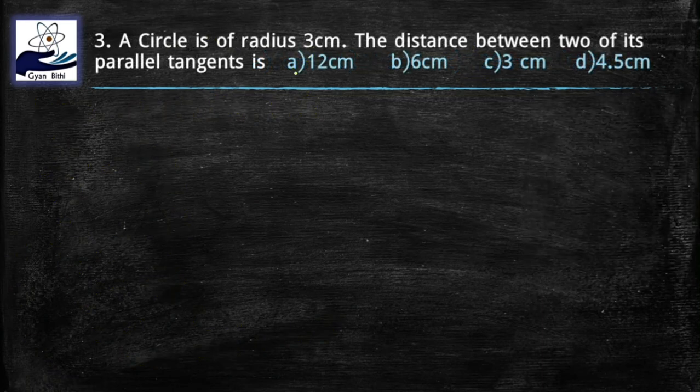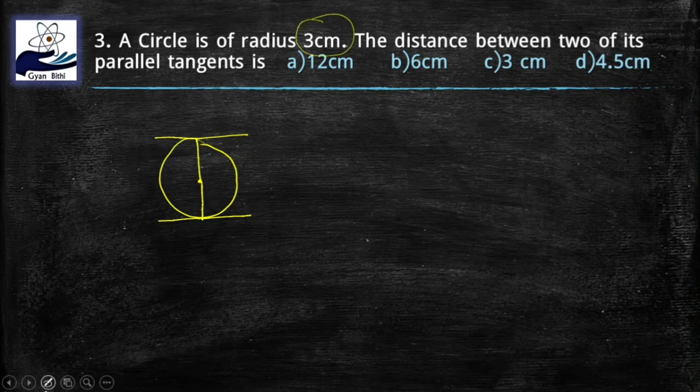A circle is of radius 3 centimeter. So let us draw a circle of radius 3 centimeter. The distance between two parallel tangents. We all know that two tangents are parallel when they are drawn through the endpoints of any diameter, right? This is the diameter. What is the length of the diameter of this circle? Since the radius is given as 3, the diameter will be 3 into 2, which means 6, correct?